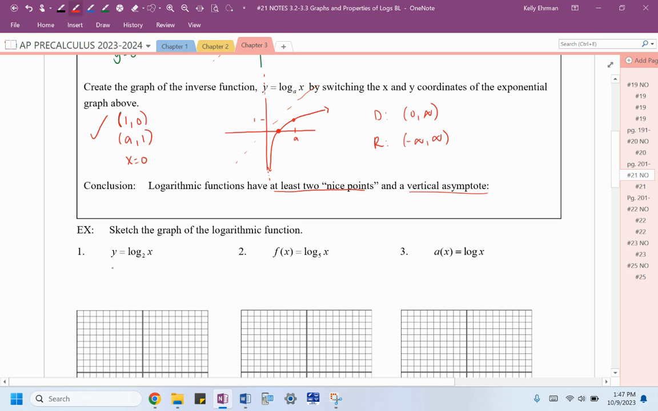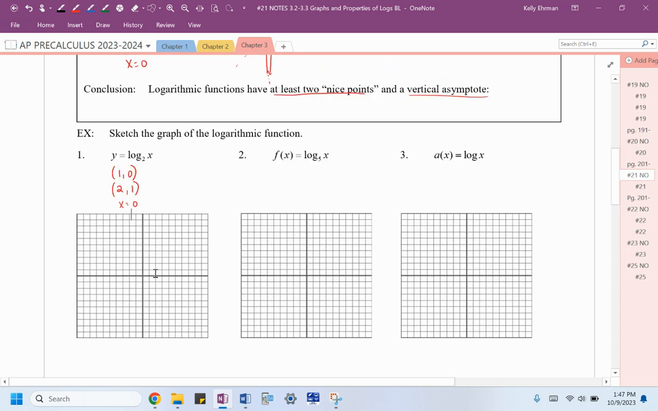Log base 2 of x has the point 1, 0 on it. And it also has the point, instead of a, 1, it's going to be 2, 1, because 2 is the base number. And no shifts have happened, so we have a vertical asymptote of x equals 0. So if we sketch this in, I'm going to draw in my vertical asymptote first. And then I can plot 1, 0, 2, 1.